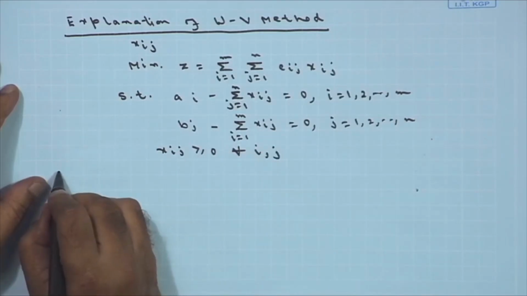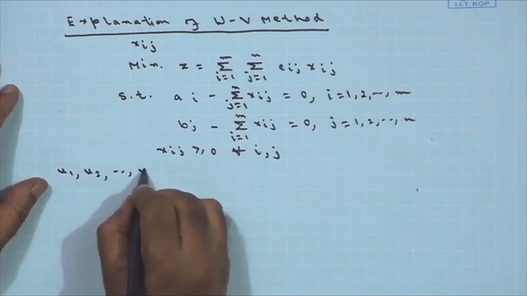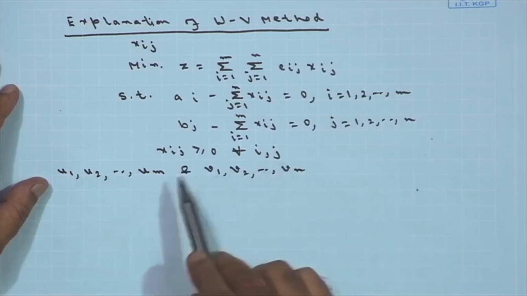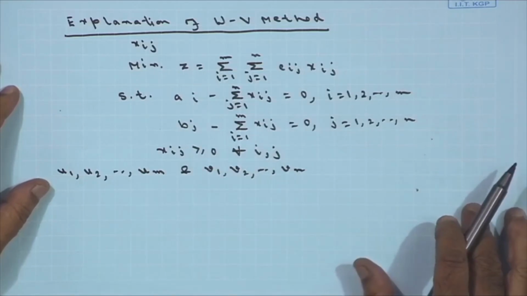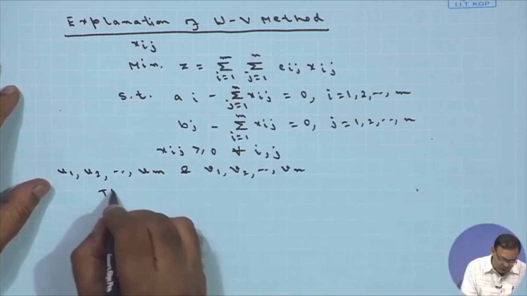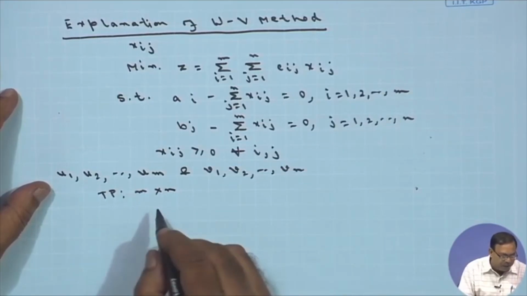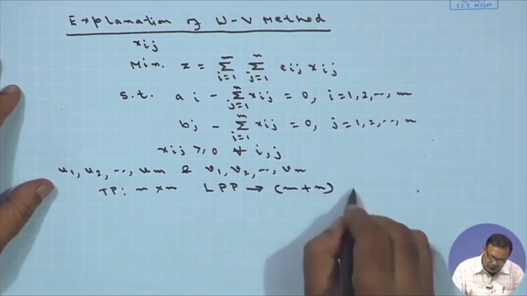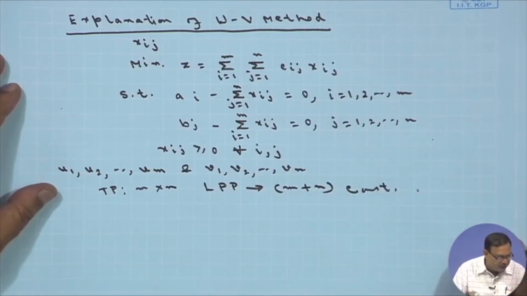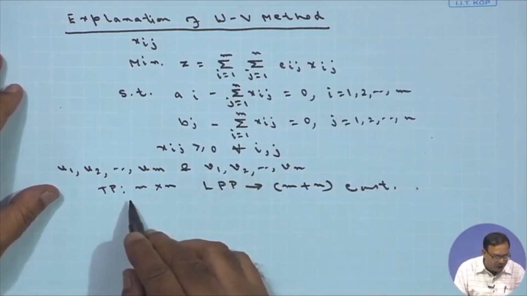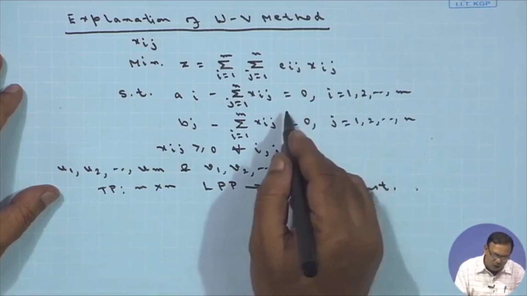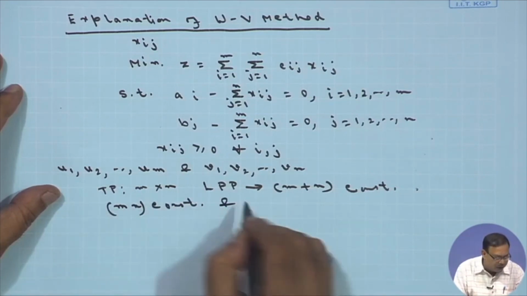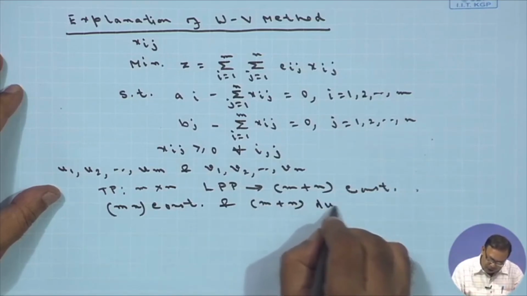Suppose I want to convert it into the corresponding dual. So, I assume u1, u2, ..., um and v1, v2, ..., vn are the dual variables associated with the source and requirement constraints. Since the transportation problem of order m cross n is an LPP with m plus n constraints, its dual will have mn constraints, m into n constraints, and m plus n dual variables. So, you are reducing the size.